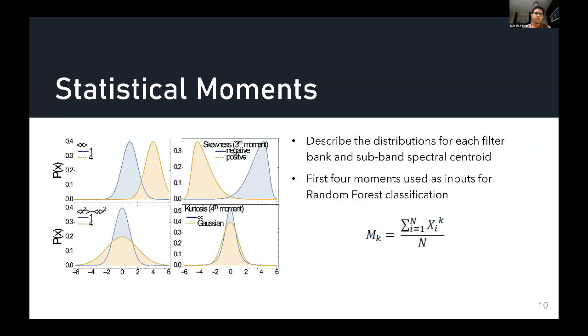The first 4 statistical moments are the mean, which is the center of the distribution, the variance, which is the spread, and the skewness and kurtosis, which represent the tailedness. These 4 statistical moments were used in order to create machine learning models for murmur location prediction. Now, there were a couple of features that we wanted to first observe from these statistical moments.